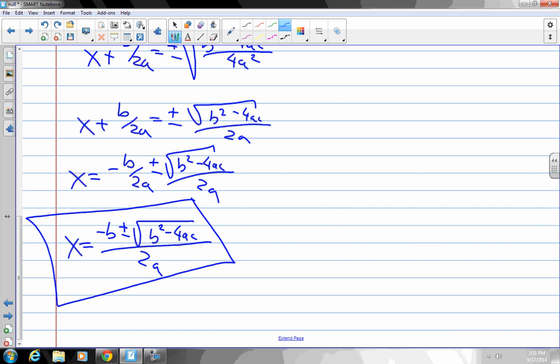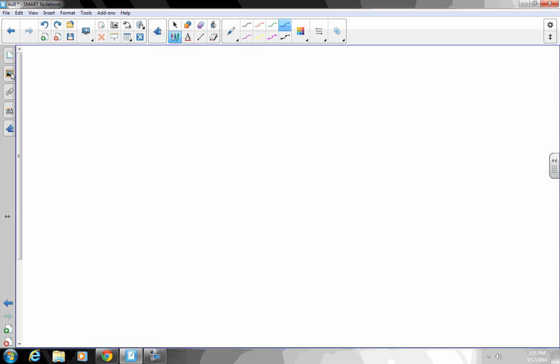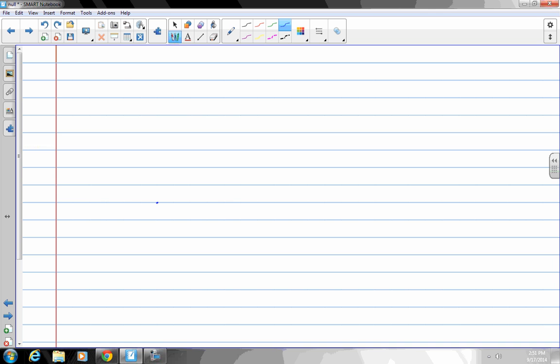Let me do a few examples using the quadratic formula. 3x squared plus 2x equals 7. So in order for me to use the quadratic formula, I need to put it into quadratic equation standard form, get 0 on one side.